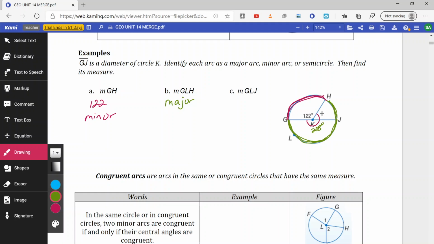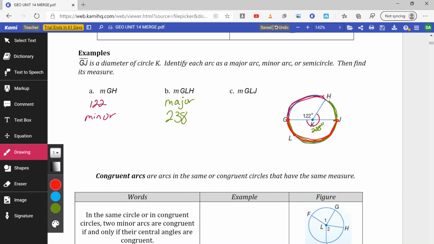So if that's 238 degrees, then that means the arc itself is also 238. And then we have to state GLJ. So GLJ starts at G, goes through L, and ends at J. So the orange bit here. So is that a major, minor, or semicircle?